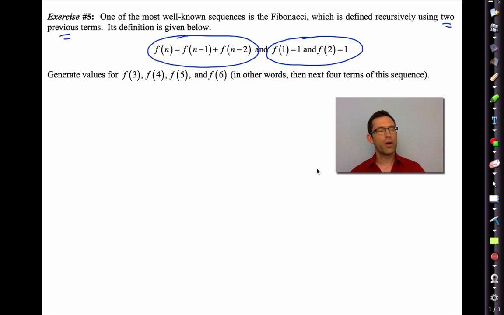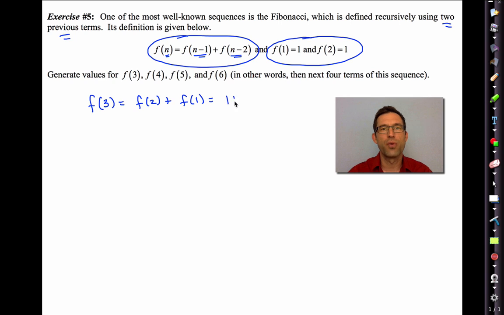All right. Well, here's what the recursive rule is saying. To calculate any term, we're going to take the previous term and add it to the one before that. So in other words, f of 3 is simply going to be f of 2 plus f of 1. Those are both 1. So we get f of 3 is 2. F of 4 is equal to f of 3 plus f of 2. But we just calculated f of 3, it was 2, and we have f of 2, it's 1, so f of 4 is 3.